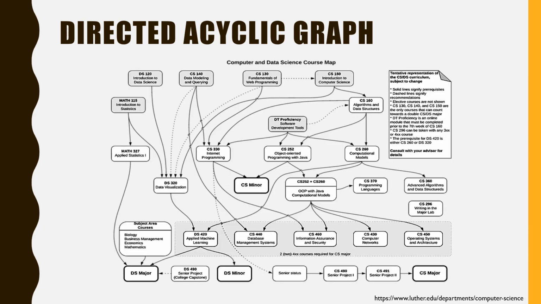Another example of a DAG is a curriculum map. In a curriculum map, each node represents a course required by the degree program, and an edge indicates a prerequisite relationship. That is, the source course must be completed before taking the target course. A curriculum map must be a DAG. Otherwise, a cycle would form, making it impossible to complete the degree program.